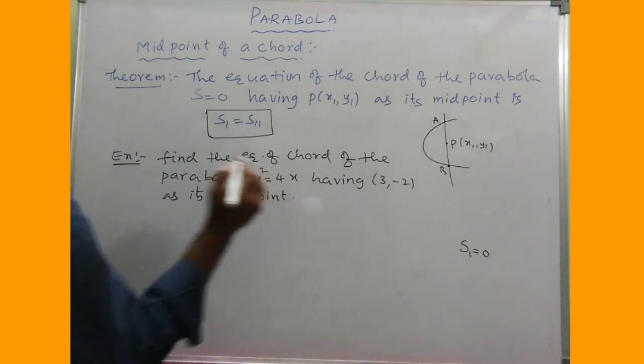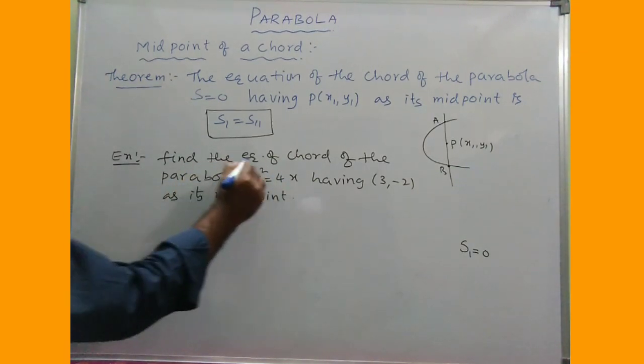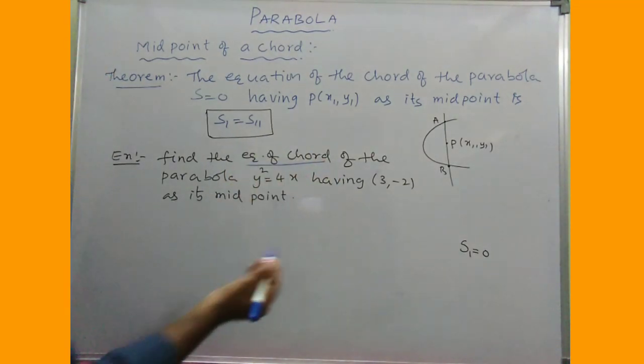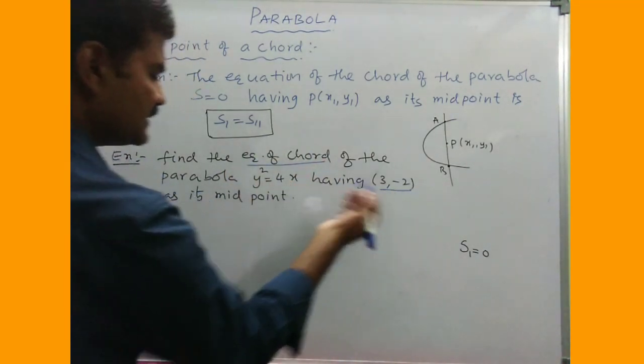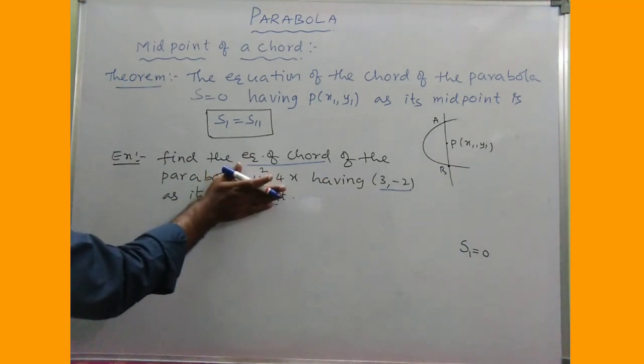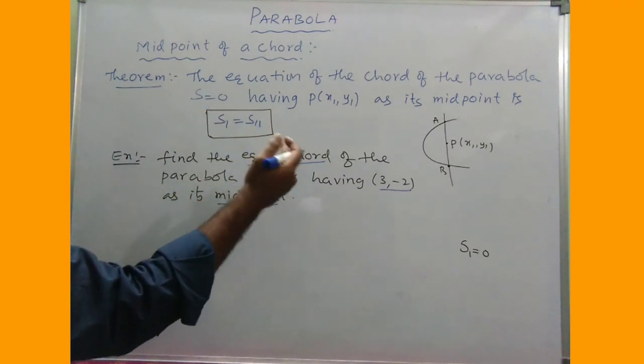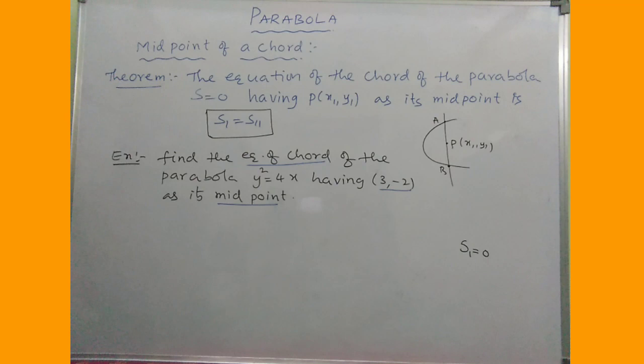As its midpoint, right? We need to find the equation of the chord, but the given point is nothing but the midpoint. So this is what you need to observe. If there is no mention of midpoint, then the equation of the chord, or chord of contact, is nothing but S1 equals 0. But here the given point is the midpoint.